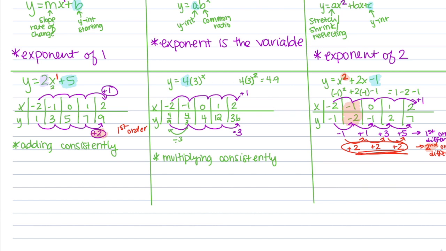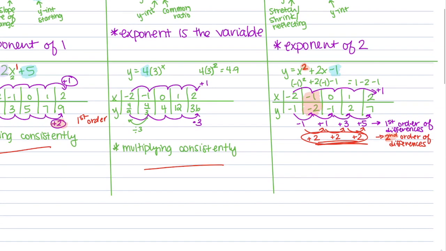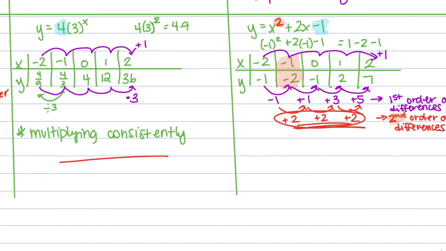But when you're given a table of values, first see if you're adding consistently or if you're multiplying consistently. And if you're not doing any of those, then chances are you're going to have to go to the second order and see if that's consistent.